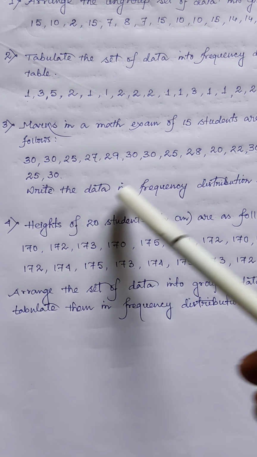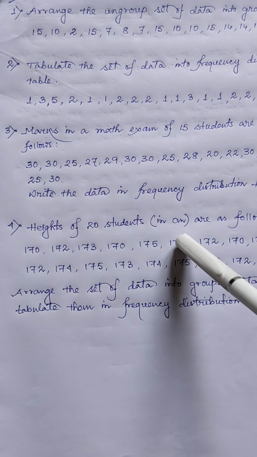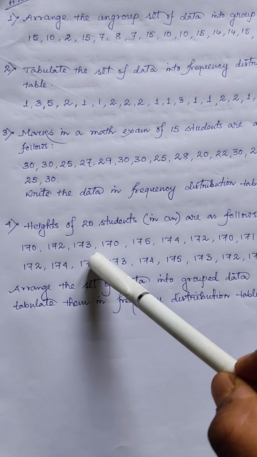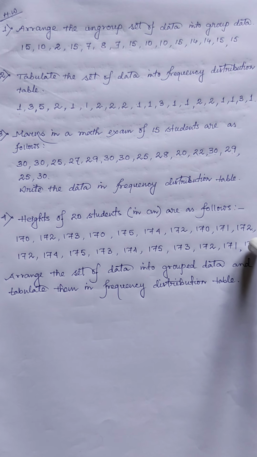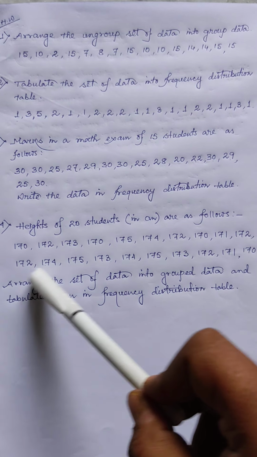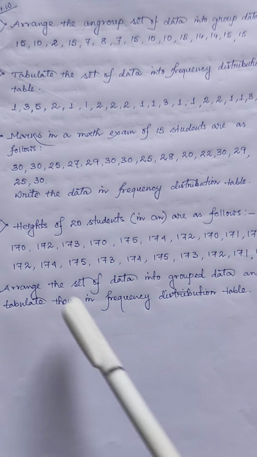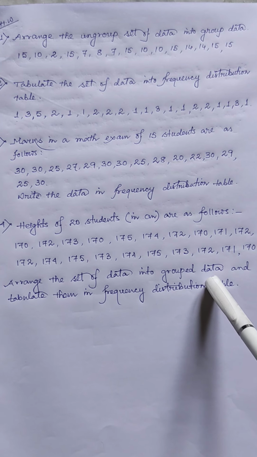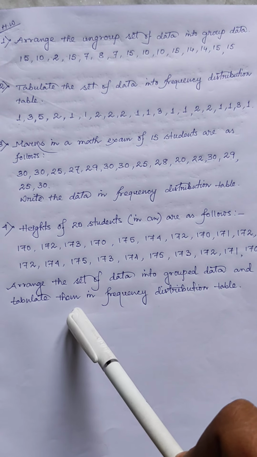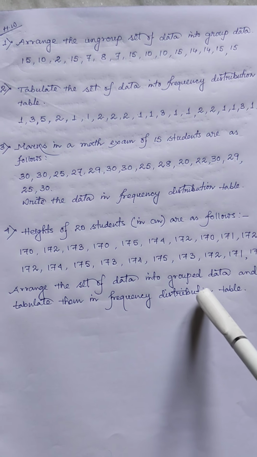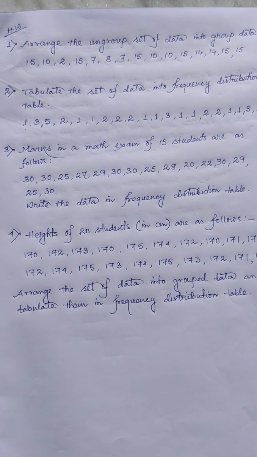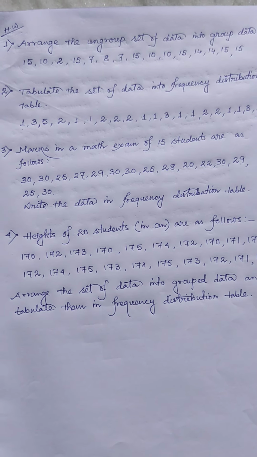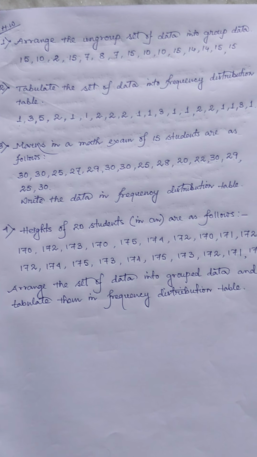Number 4, heights of 20 students in centimeters are as follows: 170, 172, 173, like that. Here 20 data are there. So arrange the set of data into group data and tabulate them in a frequency distribution table. So first of all, you have to arrange the data in group data, then put the data in a frequency distribution table.